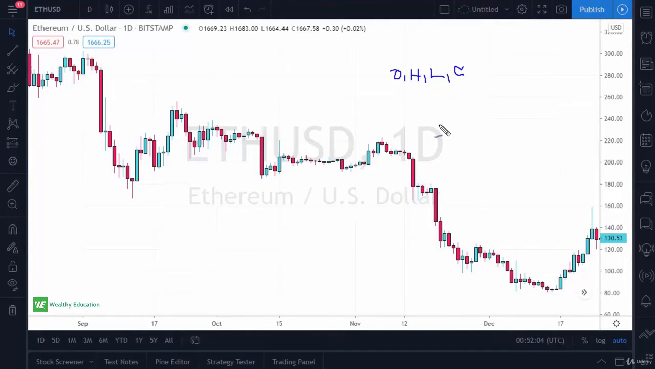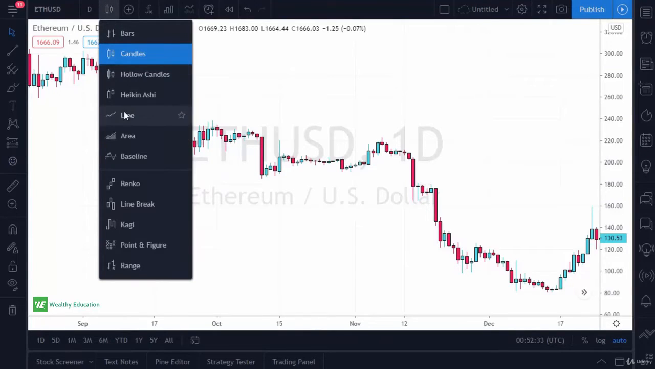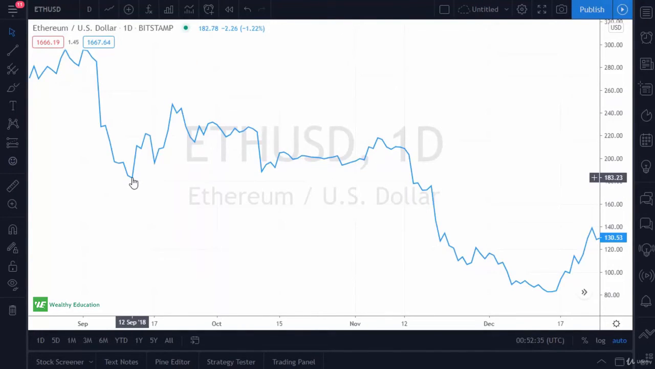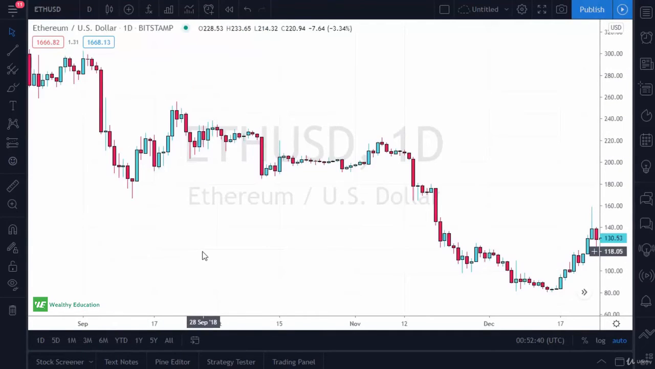So, for example, if you simply only paid attention to the close, keep an eye on this right here, the 12th of September. The 12th of September closed at 183.23. However, when we put the candlestick chart up, it's bigger. Now, why is that? Well, that goes back to that open, high, low, close.